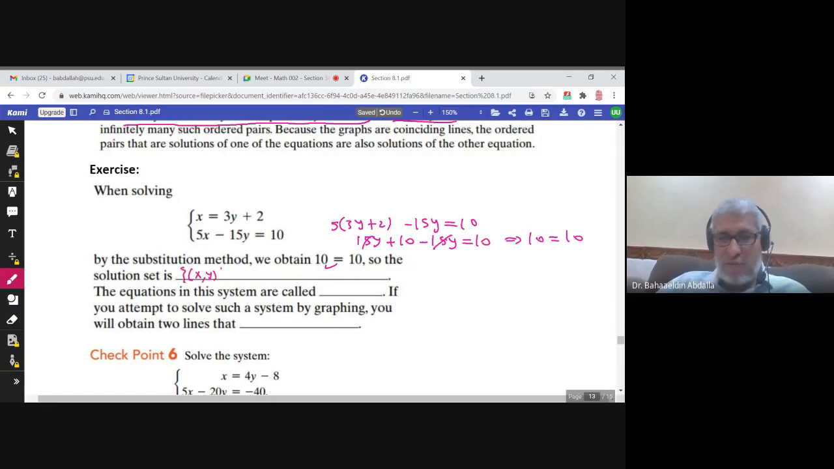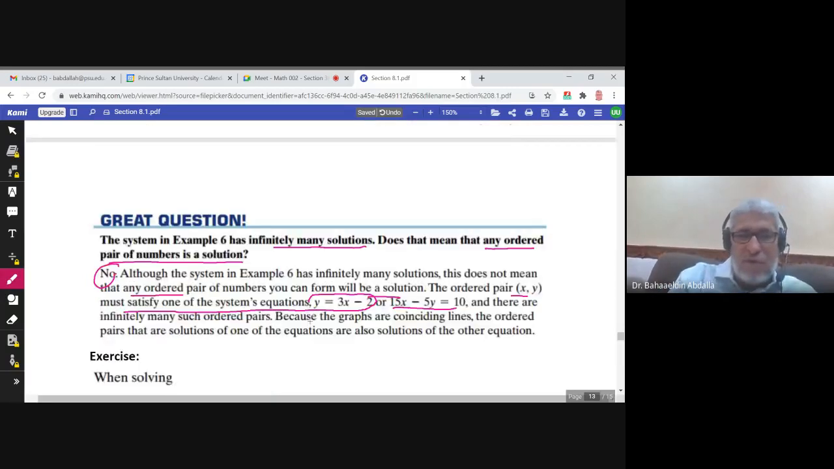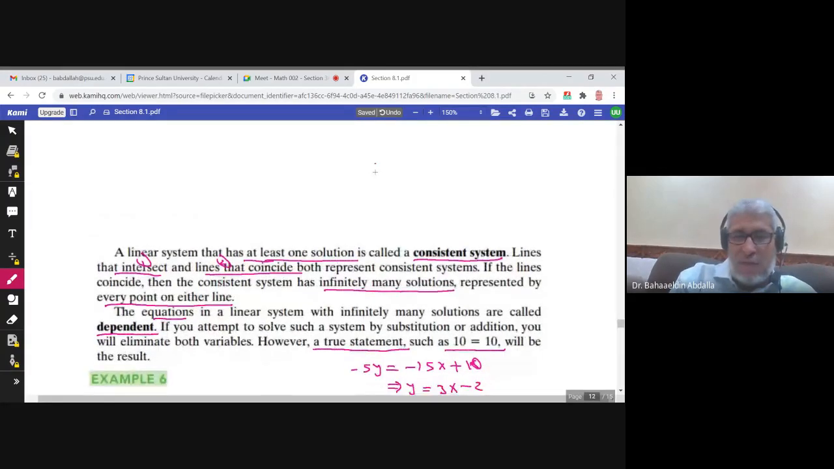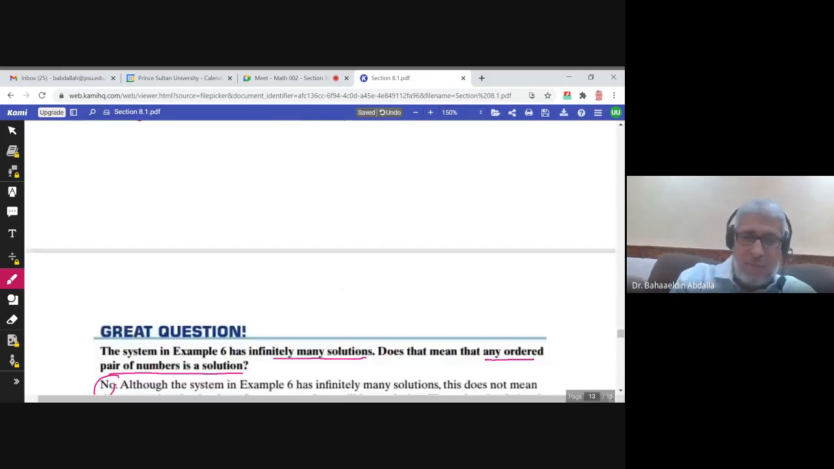So what is the solution set? All real numbers such that x equals 3y plus 2. This is how we write the solution sets. The equations in the system are called dependent. If you attempt to solve such a system by graphing, you will obtain two lines that coincide. Coincide means the same line. The two lines coincide.